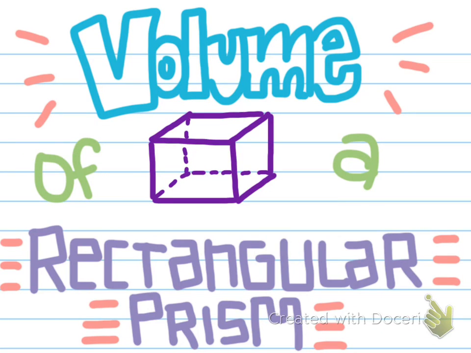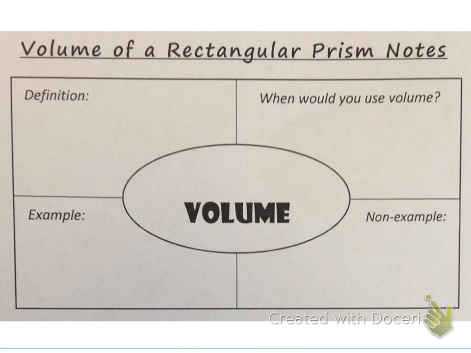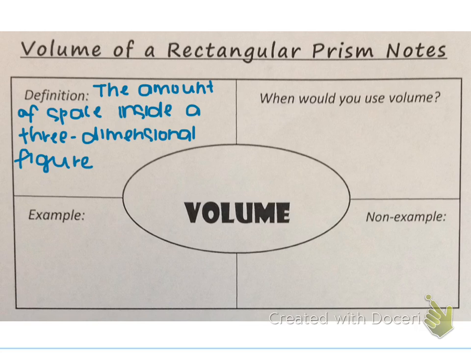Volume of a rectangular prism. Before we can really begin to solve any problems with volume, we need to know exactly what it is. So in the top left-hand corner, we're going to write the definition of volume. Volume is the amount of space inside a three-dimensional figure.